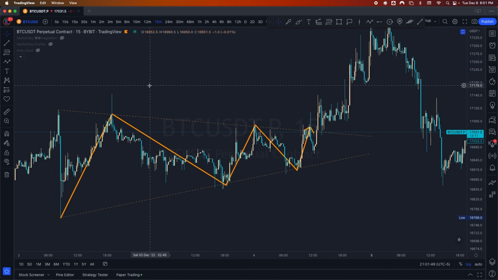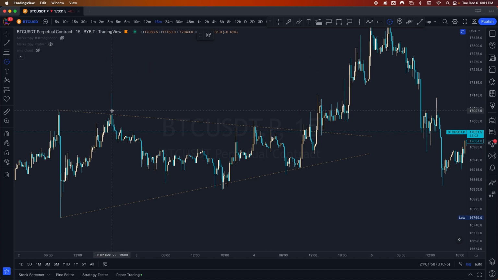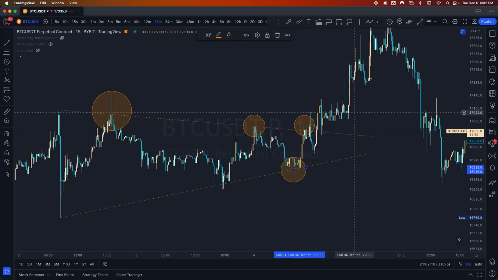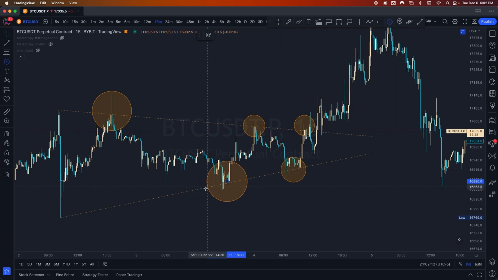But the important thing about trend lines is do not jump the gun too early, because it's likely to happen that you will get wrecked. For example, there, here, here, all of these times you would have got wrecked, right?